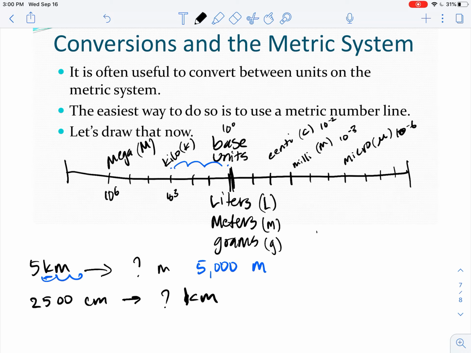Well, you can just count. You're here at centi, for centimeters. Sorry, I messed it up. Don't count the step you're on. It's 1, 2, 3, 4, 5 steps to the left from centi to kilo. So that is 0.025 kilometers. Let me make sure: 1, 2, 3, 4. Yeah, okay, 0.025 kilometers. So you get the idea.